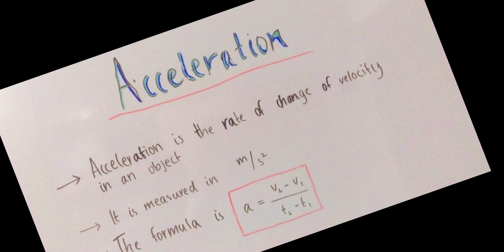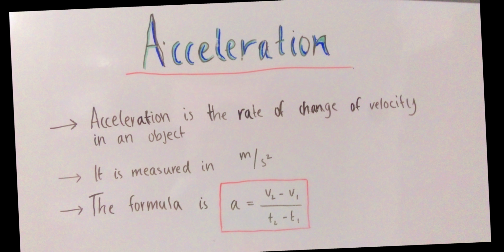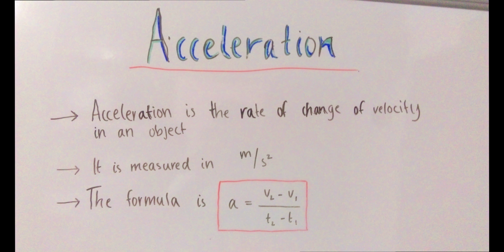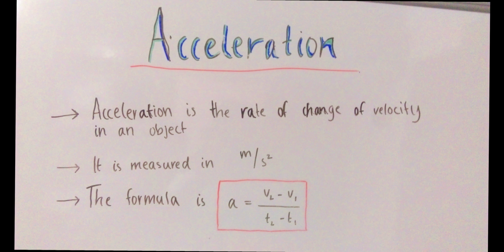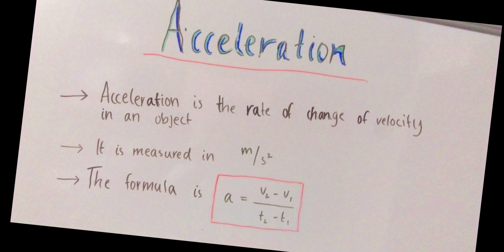Before we can learn Newton's second law, it's important to know a little side concept called acceleration. Acceleration is the rate of change of velocity of an object. The unit of measurement for acceleration is meters per second squared. The formula for acceleration is a equals final velocity minus initial velocity, divided by final time minus initial time.